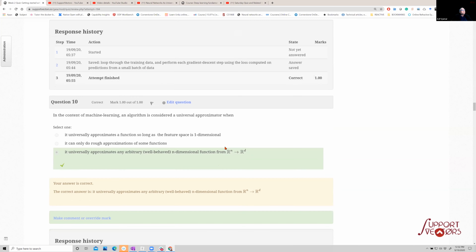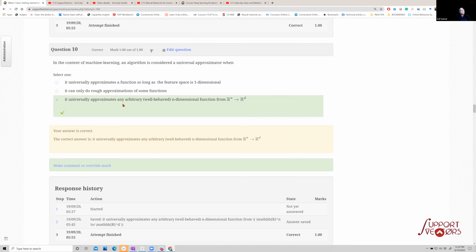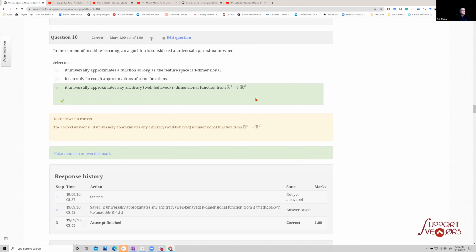So that's that. In the context of machine learning, an algorithm is considered a universal approximator when, well, this is practically a matter of definition, to review if you understood what universal approximators are. It can approximate any regression. For example, it approximates any arbitrary n-dimensional function like this. Now, in the case of regression, we are literally looking at that function. In the case of classification, that function is your decision boundary. The hypersurface that function represents is your decision boundary, right? So that's how it works.